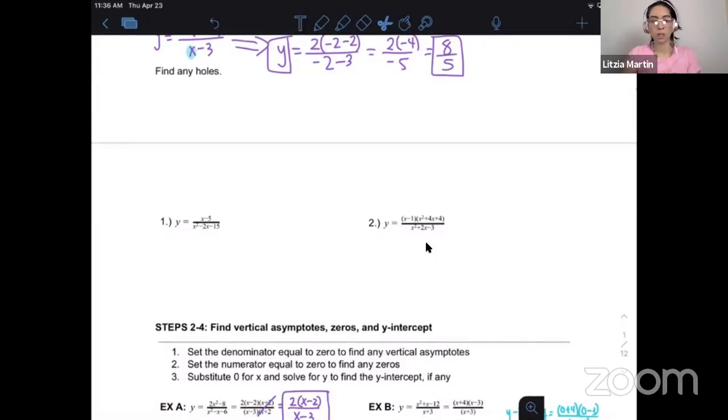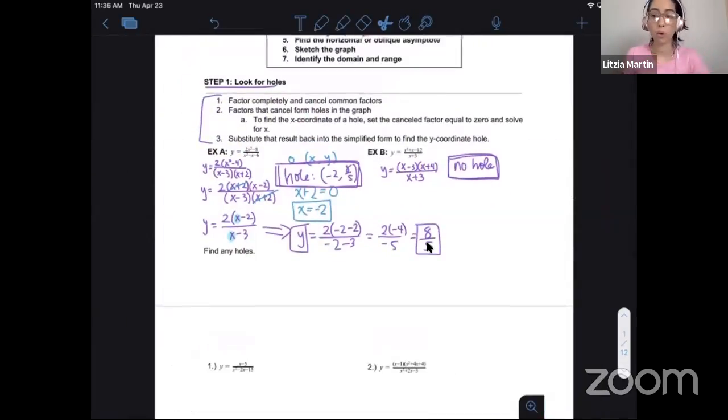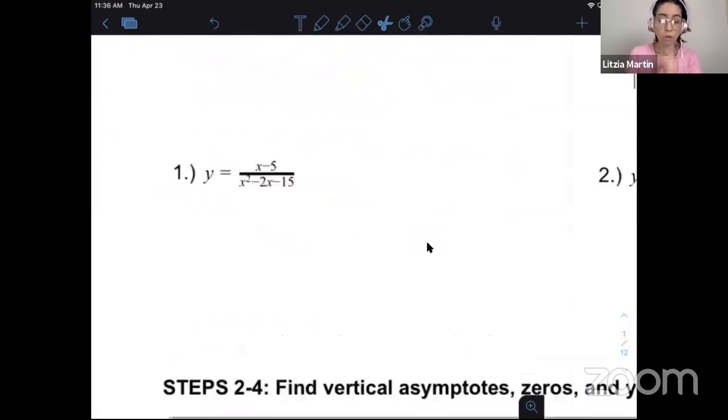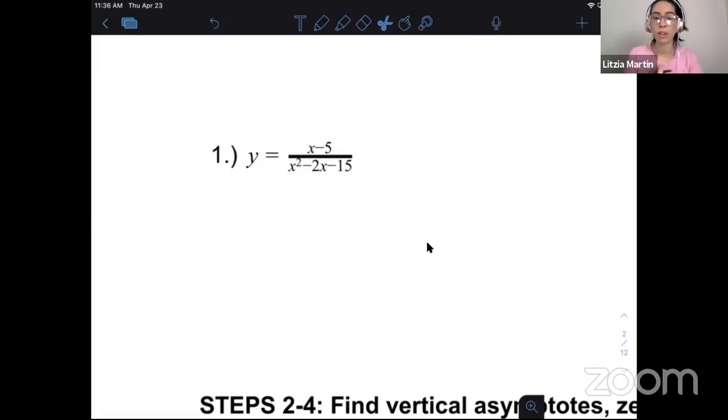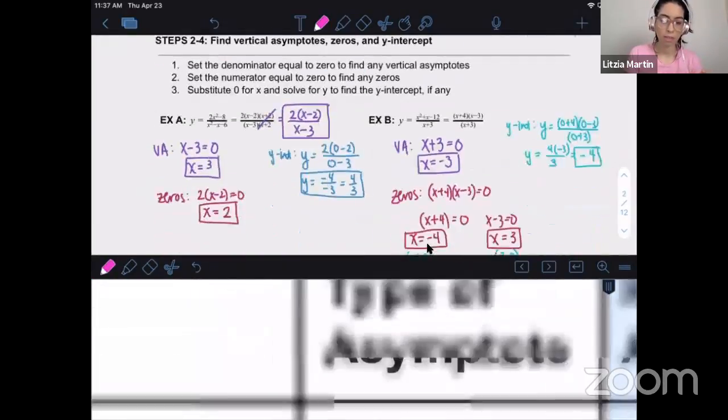So the first part that we went over is how to find the hole of a rational function. What you want to do to begin with is always just factor the rational function. A rational function is when you have a polynomial in the numerator and the denominator. This first problem here, x minus 5 divided by x squared minus 2x minus 15, is our rational function. And the top is already factored as much as it can be.